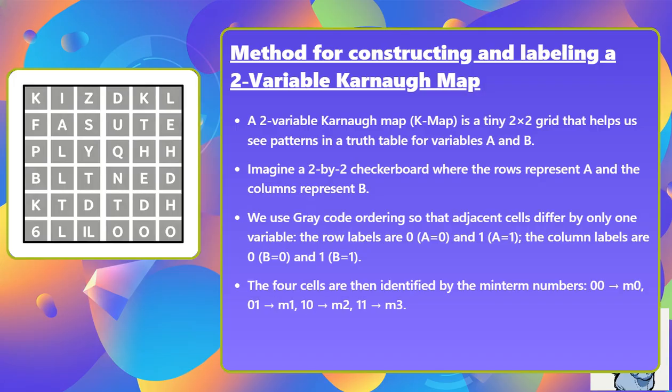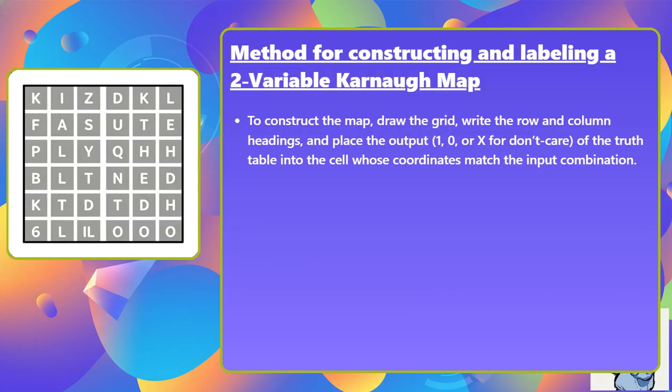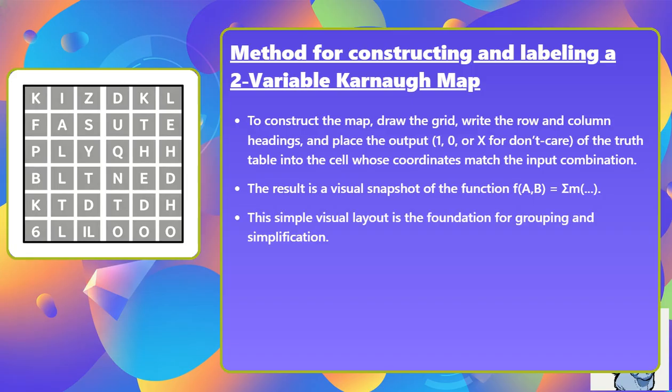The four cells are then identified by the minterm numbers. 0,0 goes to M0, 0,1 goes to M1, 1,0 goes to M2, 1,1 goes to M3. To construct the map, draw the grid, write the row and column headings, and place the output, 1, 0, or X for don't care, of the truth table into the cell whose coordinates match the input combination. The result is a visual snapshot of the function f(A,B) equals sigma m. This simple visual layout is the foundation for grouping and simplification.